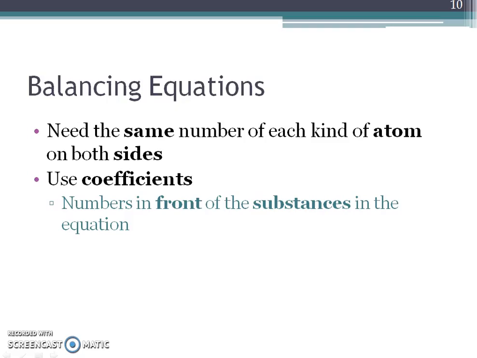So for a balanced equation, we want to make sure that there are the same number of each kind of atom on both sides. So we're going to use coefficients in front of our substances. I want to remind you that a substance can be an element or a compound. So any element or compound is considered a substance. So we need to put coefficients in front of them in order to make sure that the whole equation is balanced.